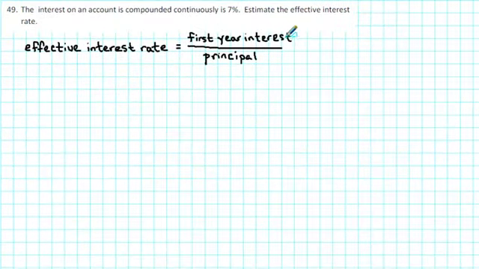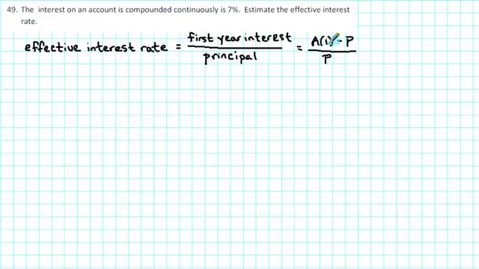To find the first year interest, we'll find the amount in the account at the end of the first year and subtract the principal, which is the amount that we had at the beginning of the year, and then divide that by the principal, which we'll denote with the letter P.